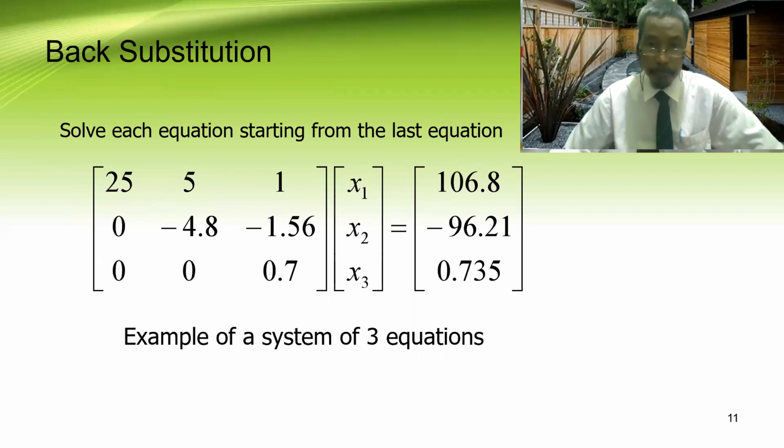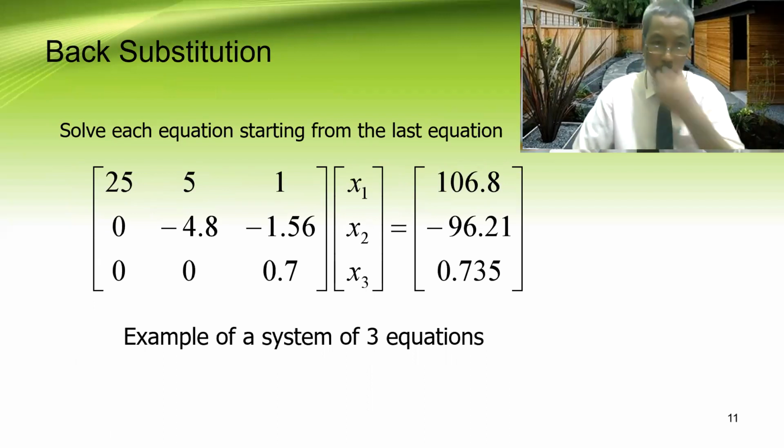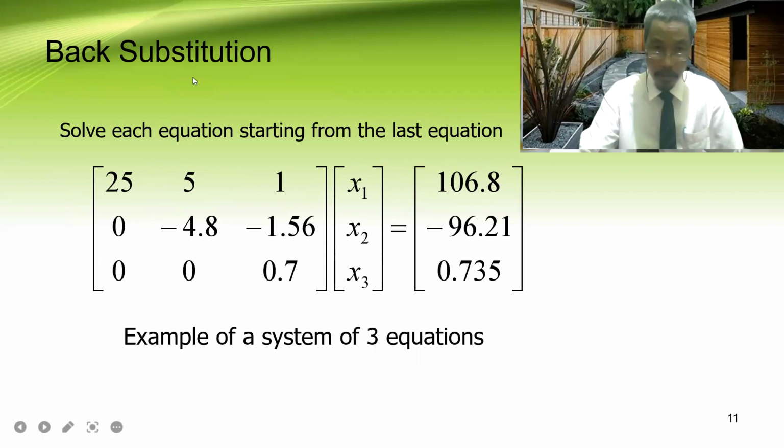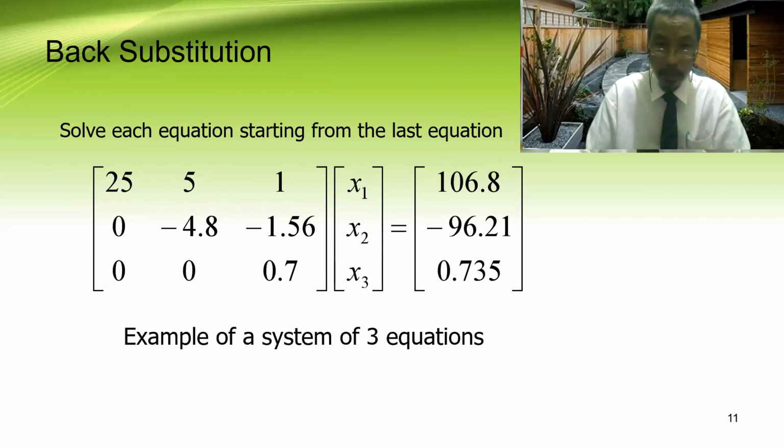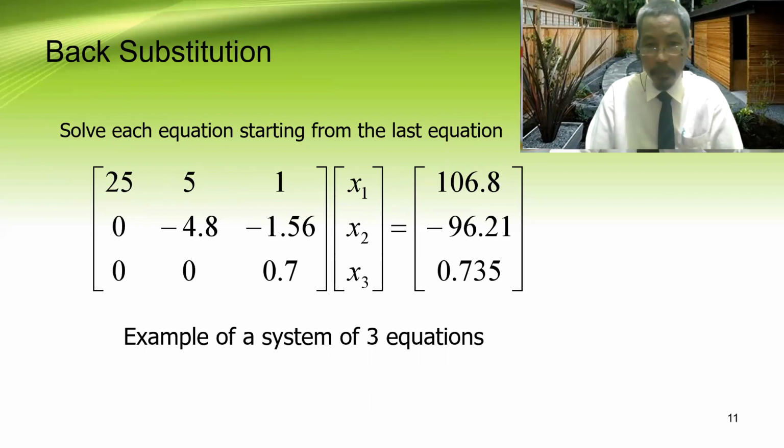And then to complete the process, we have to solve the equations starting from the last equation. Let us start from the last one, because here it is already a solved equation. It is very easy to solve because 0.7x3 is equal to 0.735. So we can easily solve x3 by dividing by 0.7, very easy.